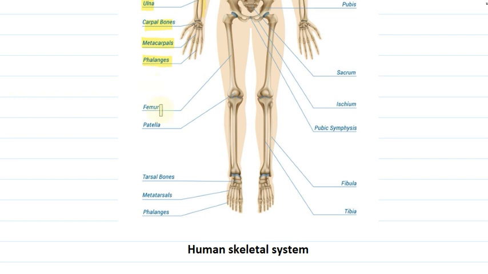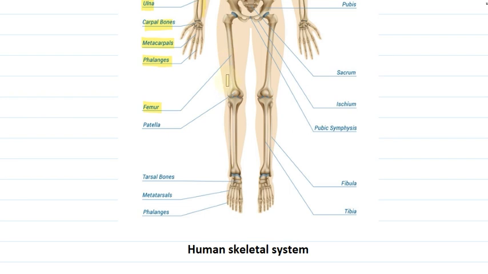Then there are the bones present in our limbs. They include the femur, patella, tibia, fibula, tarsals, metatarsals and phalanges. Let's start with the femur. The femur is the longest bone in the body, and the only bone in the thigh region.